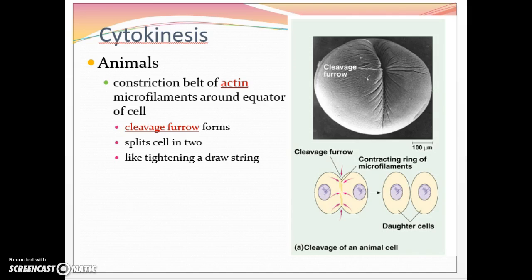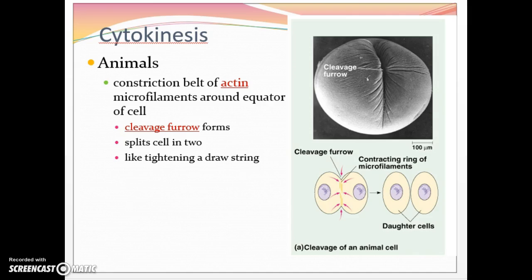In animals, cytokinesis happens by a constriction belt of actin, which are like microfilaments that go around the equator of the cell, creating a cleavage furrow. So animal cells, eukaryotic animal cells, go through cytokinesis by making a cleavage furrow, which then splits the cell into two. It's like tightening a drawstring around the cell and then pulling it tight until you end up cutting the cell in half. This division of the cytoplasm happens very quickly.